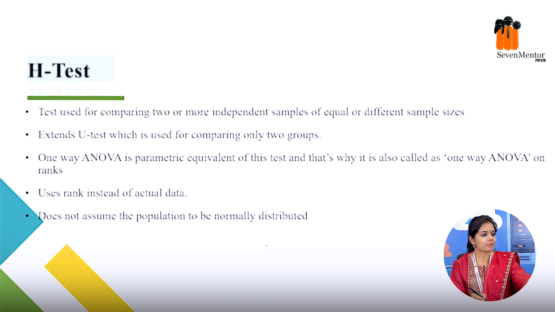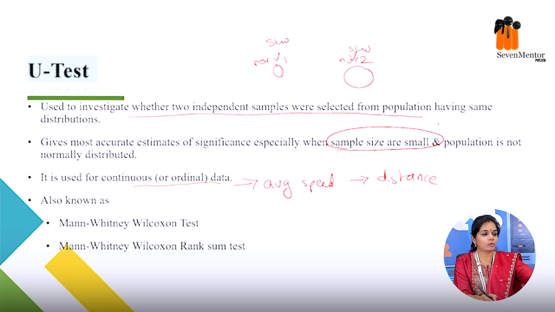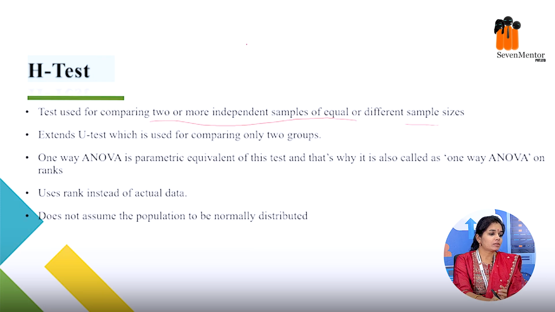Okay, H-test. It is used for comparing two or more independent samples of different or equal sample sizes. See, what the U-test said to us is whether two independent samples selected from populations have the same distributions. What does the H-test tell us? It compares two or more independent samples of equal or different sample sizes.